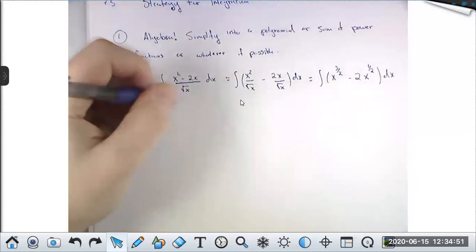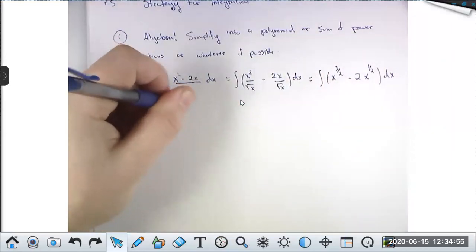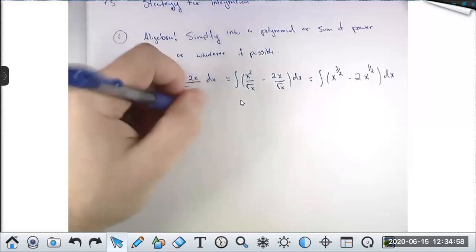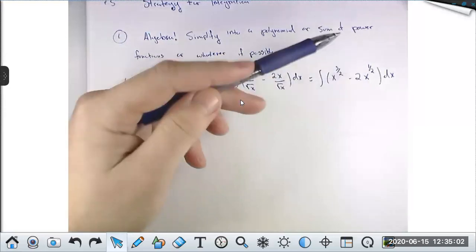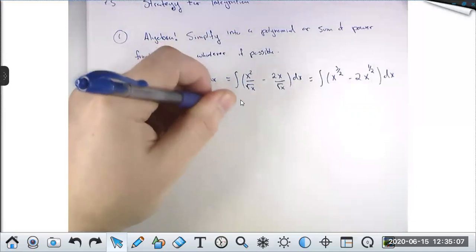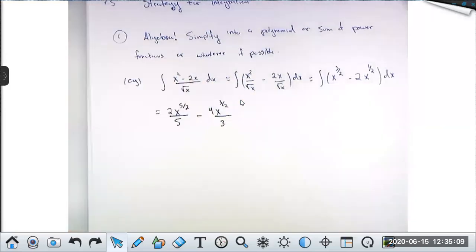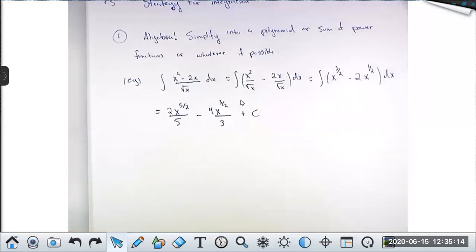That would be x to the 3/2 plus 1 is x to the 5/2, so 2x to the 5/2 over 5 minus x to the 1/2. 1/2 plus 1 is 3/2, so this would be 4x to the 3/2 over 3 plus c. So do algebra wherever you can. All right, if you can simplify your integrand into something you know how to integrate, do that. Do that before trying any other tricks.